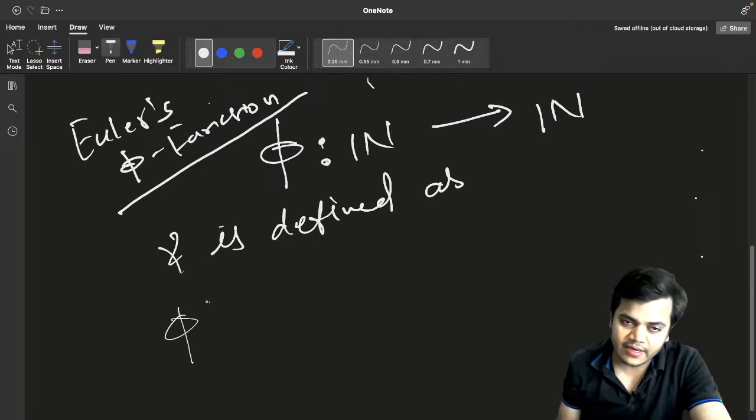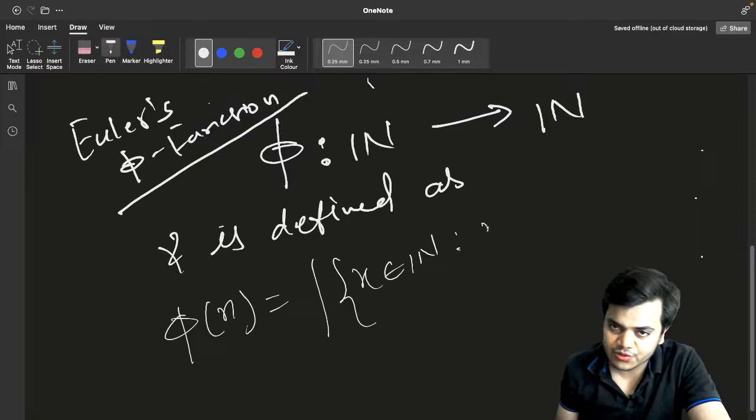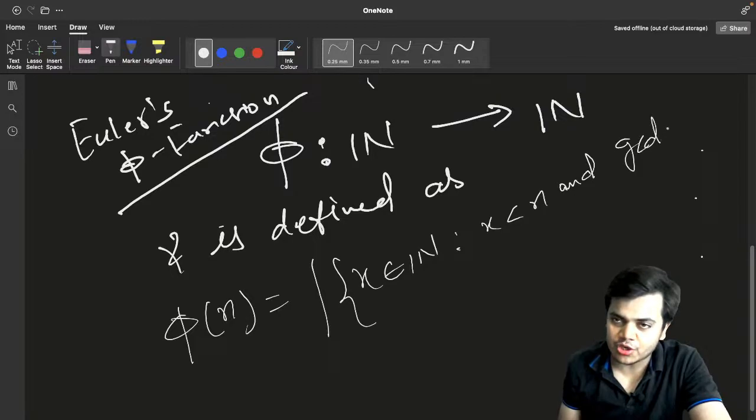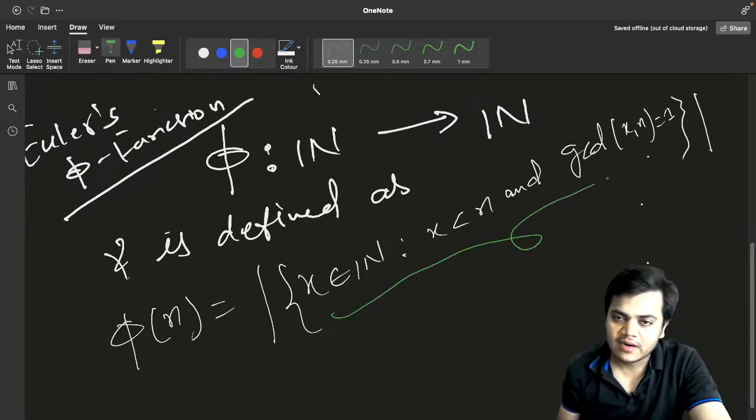Actually, phi of n is nothing but the order of the group U_n, that is, the number of x belonging to n such that x is strictly less than n and the GCD of x and n is 1. Euler's Phi function is nothing but the order of this group, which is defined as this one, and this is nothing but the U_n group.